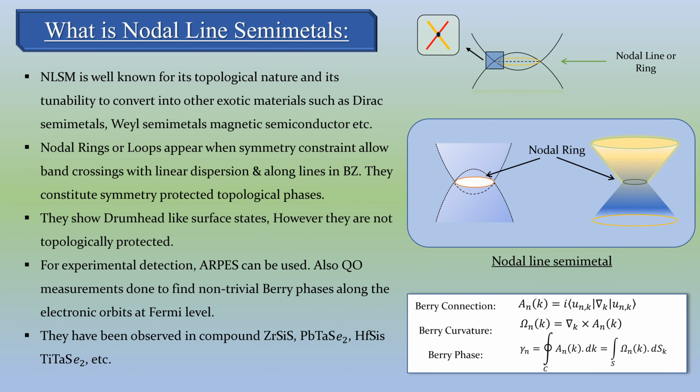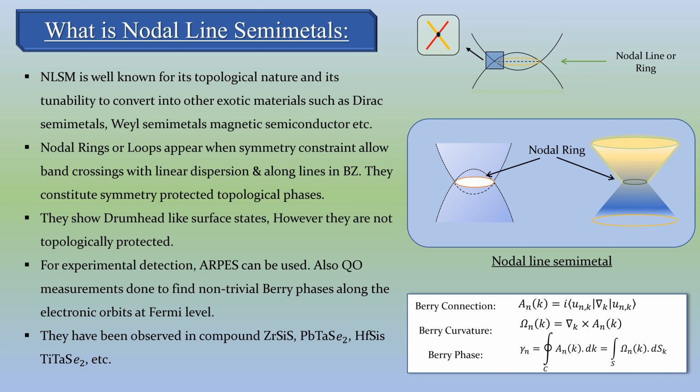These nodal rings or loops appear when symmetry constraints allow band crossing with linear dispersion along lines in the Brillouin zone. We cannot make the nodal ring vanish by some deformation. Only the ring can be small or big; that is the topological robustness it has. We can calculate the Berry connection, Berry curvature and Berry phase given by those equations, and make an electronic path on different sides of the nodal ring.